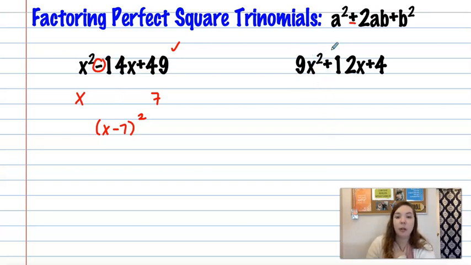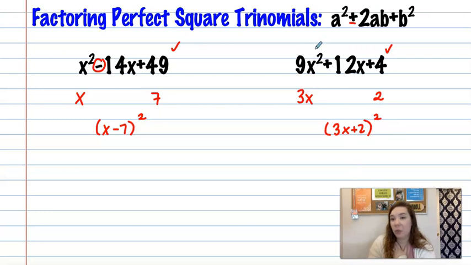Okay, so here my square root of 9x squared is 3x. My square root of 4 is 2. So multiplied together, that's 6x. Double it, that is 12x. So it is a perfect square trinomial, so I can do 3x plus 2 squared.